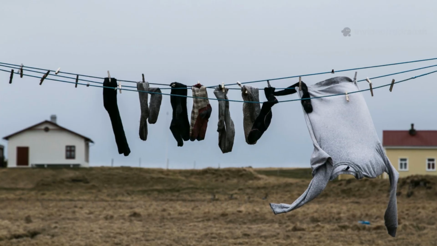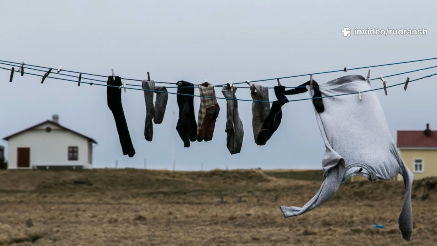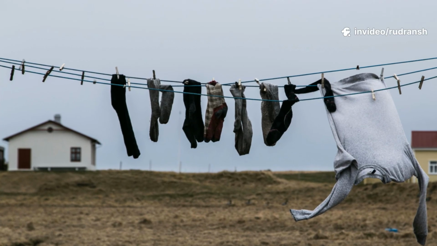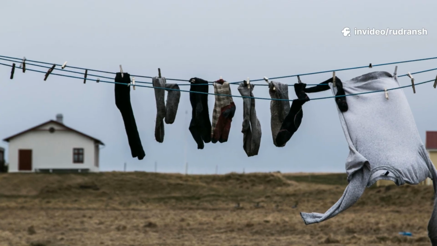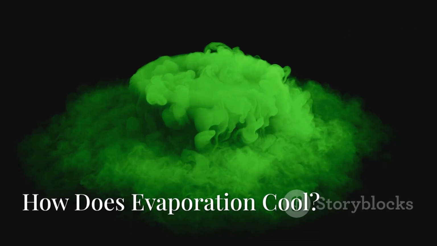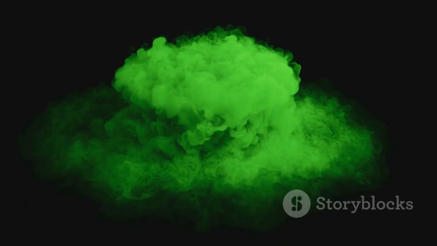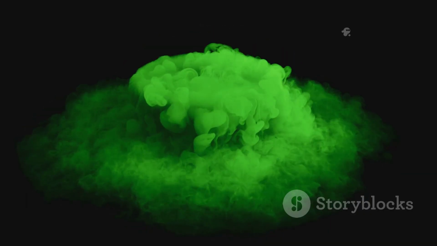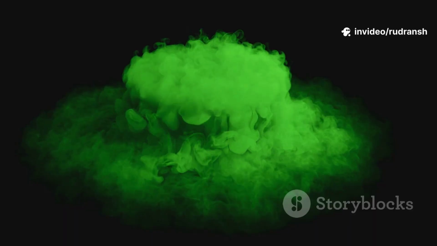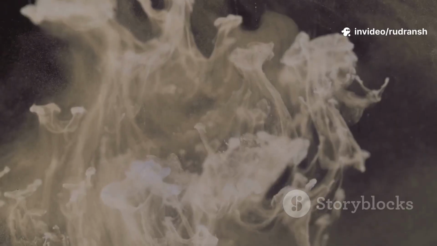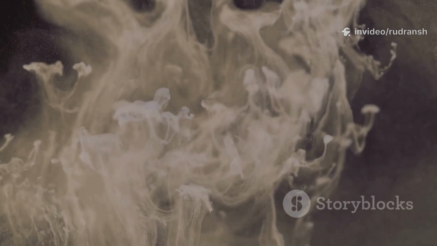Here are some everyday examples of evaporation. Wet clothes dry faster on a windy day. Also, water in an earthen pot stays cool because of evaporation. So, evaporation actually causes cooling. As particles escape from the surface, they carry away heat energy with them. This leaves the remaining particles with lower average energy, which creates a cooling effect. For example, that's why sweating cools the body.